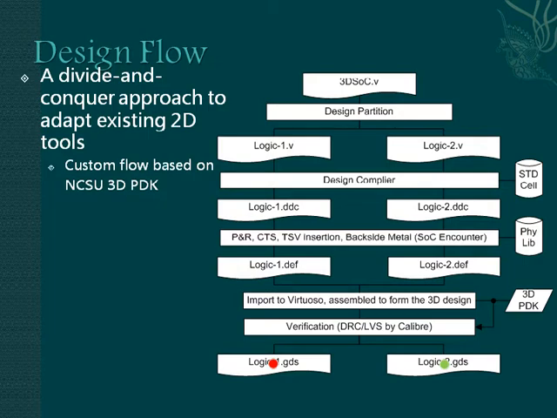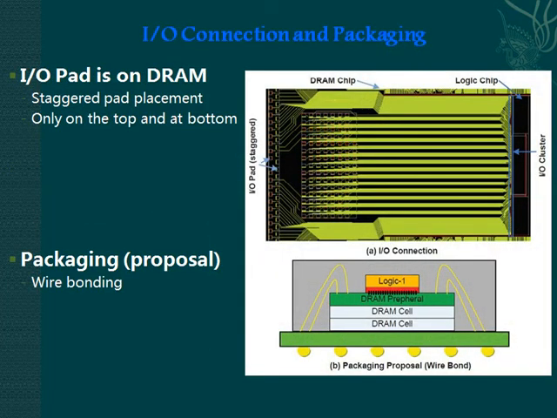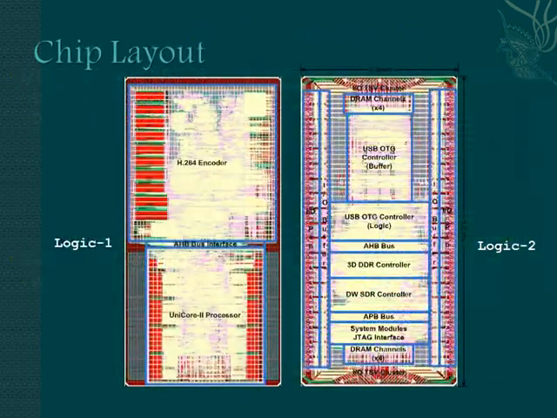For reliability concerns, TSVs will be inserted all over the chip to meet the minimum 250 micron distance density requirement. The layout view of the TSV cluster is shown in figures B and C. Our chip has 5 layers, but all the I/O pads are on one layer, the bottom DRAM peripheral layer. The normal packaging method like wire bonding can be used for 3D chips too. The functional test will be performed after packaging.